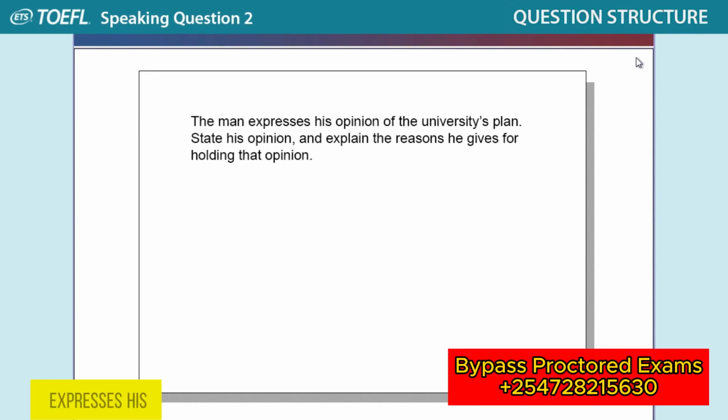The man expresses his opinion of the university's plan. State his opinion and explain the reasons he gives for holding that opinion.